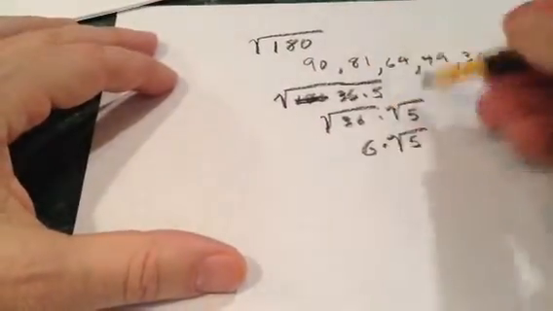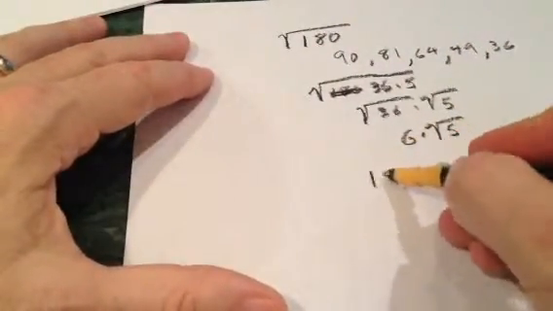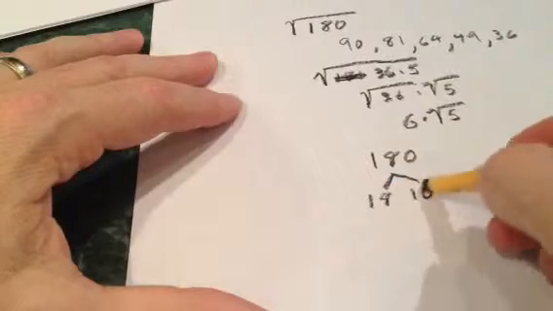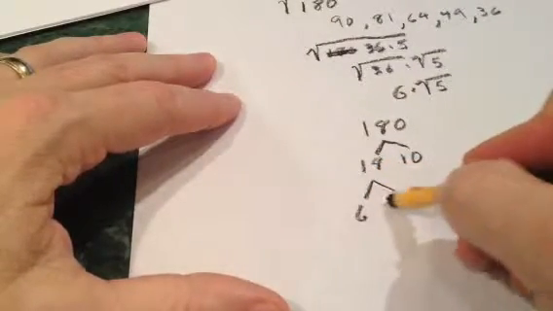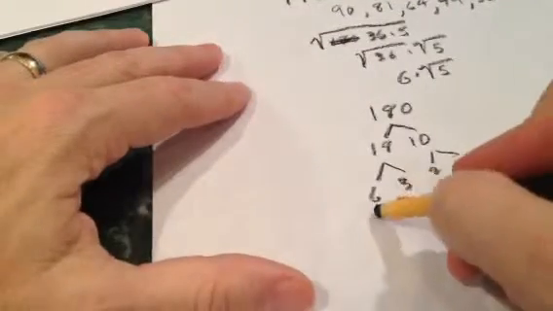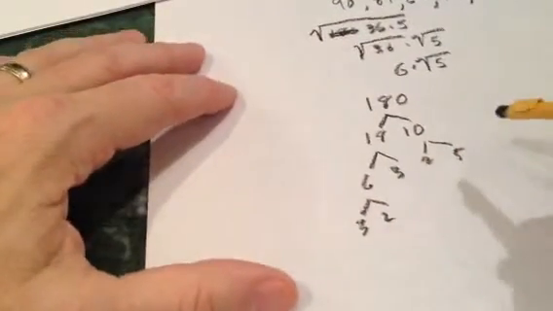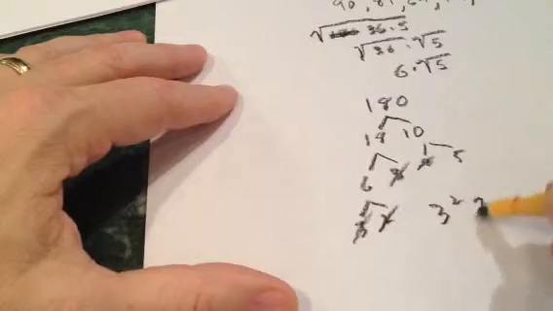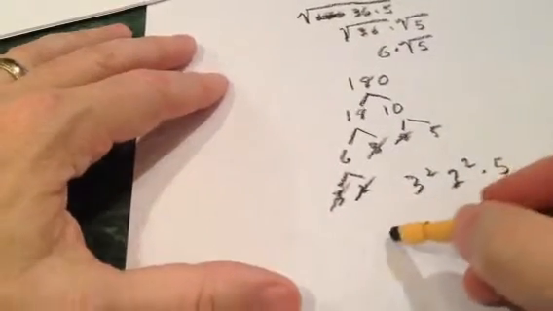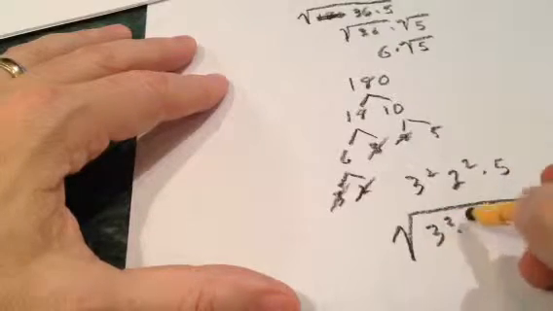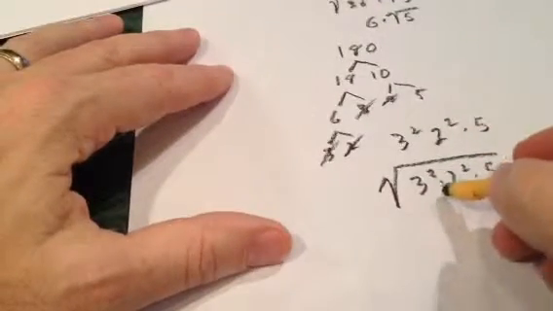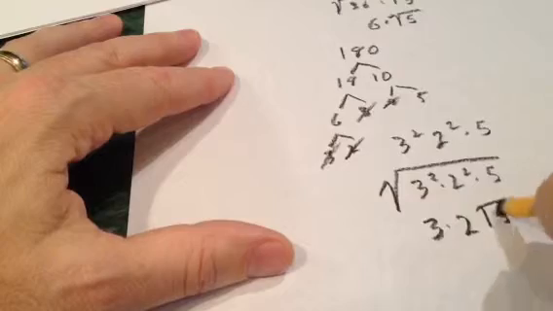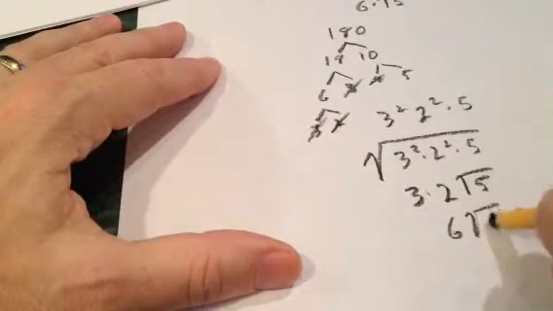The other way you could have found that answer, and this is the way I typically do it, is to factor 180. That's 18 and 10, however I choose to factor it. That's going to be 6 and 3, 2 and 5, 3 and 2. Then I start looking for my perfect squares. 3 times 3 is 3 squared, 2 times 2 is 2 squared, and the 5 is left over. So the square root of all that is 3 squared times 2 squared times 5. When I bring that out from the radical, the square root of 3 squared is 3, the square root of 2 squared is 2, and the square root of 5 is left underneath the radical sign. So that is the 6 square root of 5 I did.